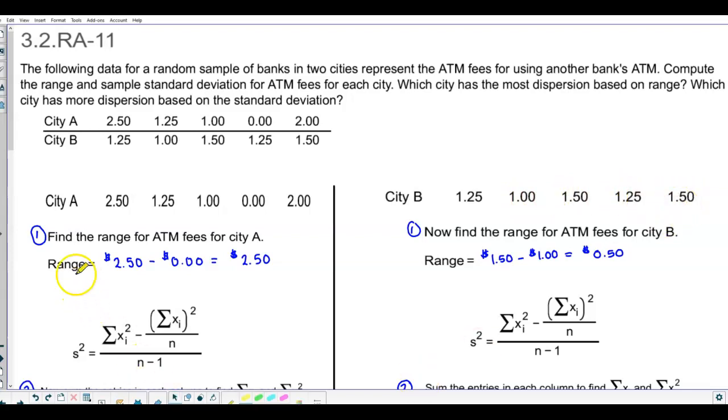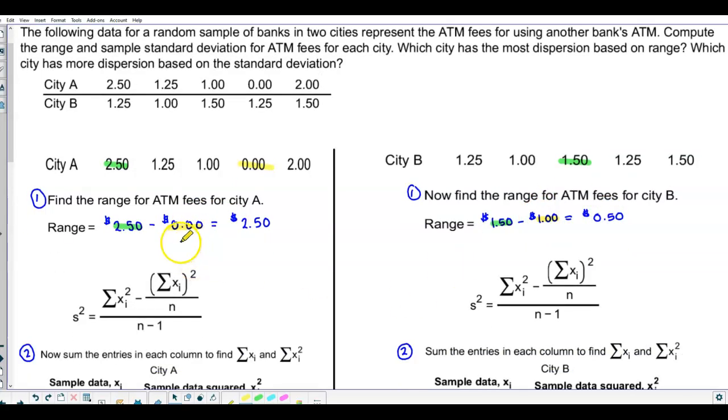So for part 1, if we want to find the range for the ATM fees for city A, we need to find the largest value in our data set, which is $2.50, and then we're going to subtract the lowest number in our data set, which is 0. And so we get $2.50 for the range for city A. For city B, the largest data value is $1.50, and we're subtracting the smallest data value, which is $1. So we get 50 cents for our range.